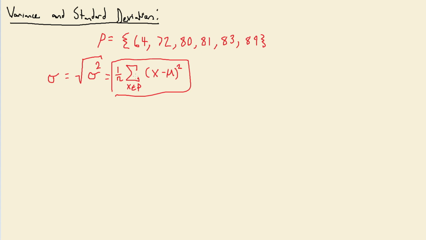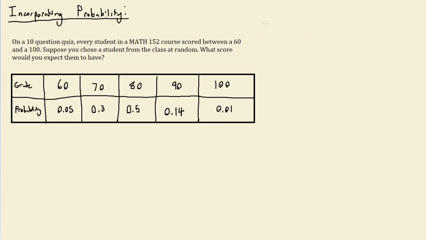And if you actually carry out this operation here, what you will find is, I'm going to get rid of this for now just so it's not confusing, that the variance for this data set is going to be roughly equal to 65.17, and that tells us that the standard deviation of this data set is going to be roughly equal to about 8.07.